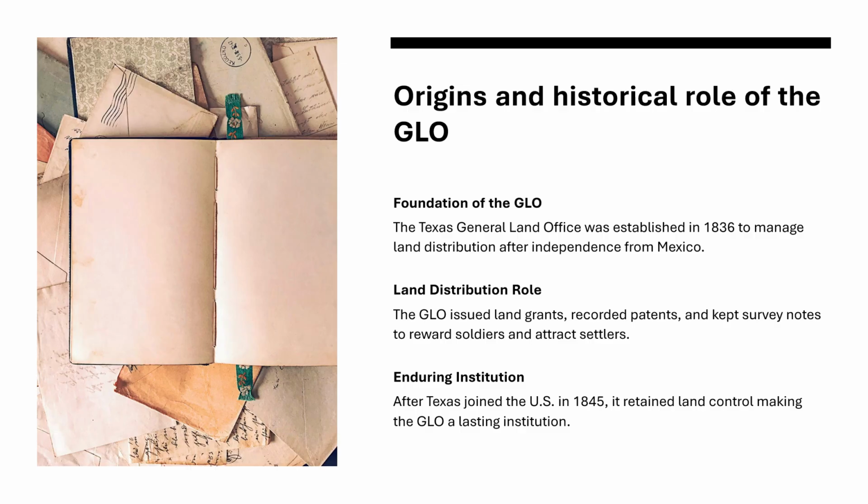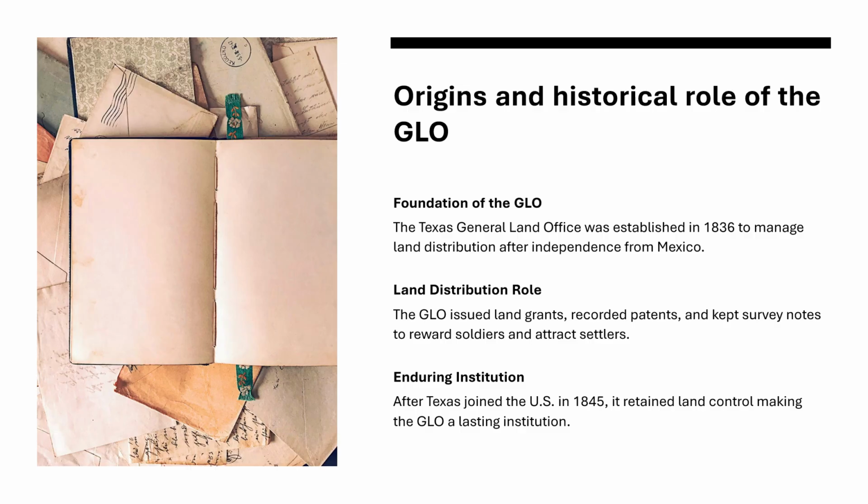The GLO was created in 1836, the same year Texas declared independence from Mexico. The Republic of Texas was land rich but cash poor, and distributing lands was one of the government's main ways of rewarding soldiers, attracting settlers, and raising revenue.